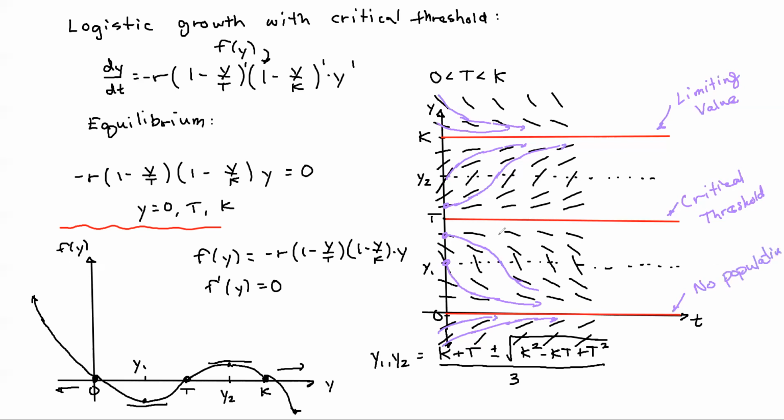All right, and so what happens in this case? So if we're below the threshold, the population goes to 0, dies off. If we're above the threshold, the population grows until it gets close to the limiting value, like we run out of food or run out of space, and then the population levels off. If we're above the limiting value, then the population dies off until it approaches the limiting value.